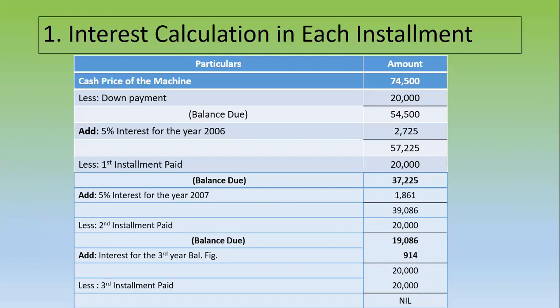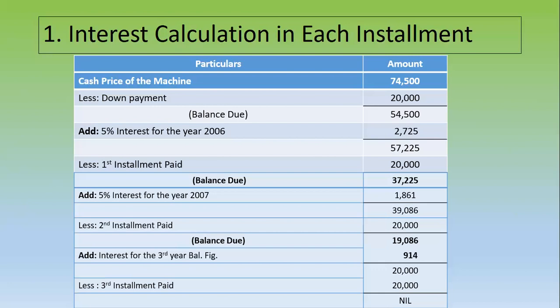Now for third year, we need to add 5% of interest. Right? If you add 5% of interest, the amount will exceed 20,000. Because here the customer, Mr. Ashok, is paying 20,000 for each of the three installments. So first installment he is paying 20,000, second installment also 20,000, and third installment also 20,000. So instead of calculating 5%, because the customer is going to pay only 20,000, for the third year you need to calculate the balancing figure as the interest value.